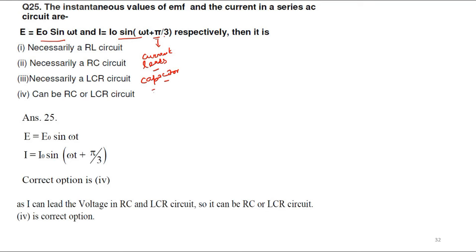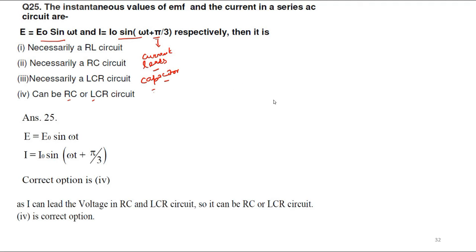This should be pi by 2 if it were only a capacitor. If you remember the phasor diagram, you will agree. But it is not pi by 2, it is something else, pi by 3. Therefore, in addition to the capacitor, there should be a resistor, or there can also be an inductor in addition to the resistor, but the capacitive nature should be more, right? That's what is given as the answer.